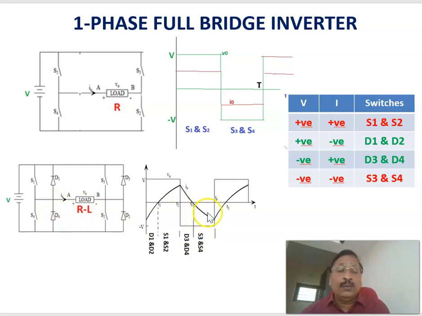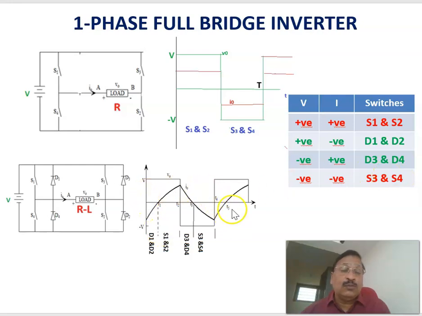The last one, from T3 to T4, voltage is negative. Similarly, the current through the load is also negative. Therefore, current is negative here. Voltage is also negative here, minus with respect to this point. That happens when the switches S3 and S4 are conducting. S3 is conducting, this path is like this. Therefore, here you will be getting a negative voltage as well as the current is opposite. Therefore, negative voltage and negative current. So that is happening when S3 and S4 are conducting.